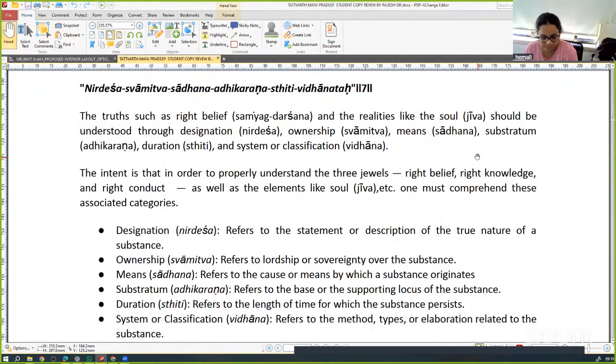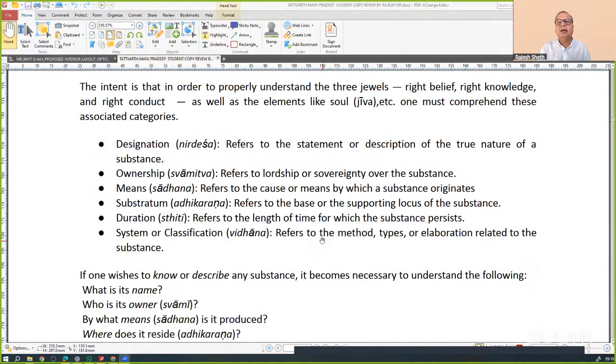Okay. So now we move on to the third solution, that is statement of existence and number.